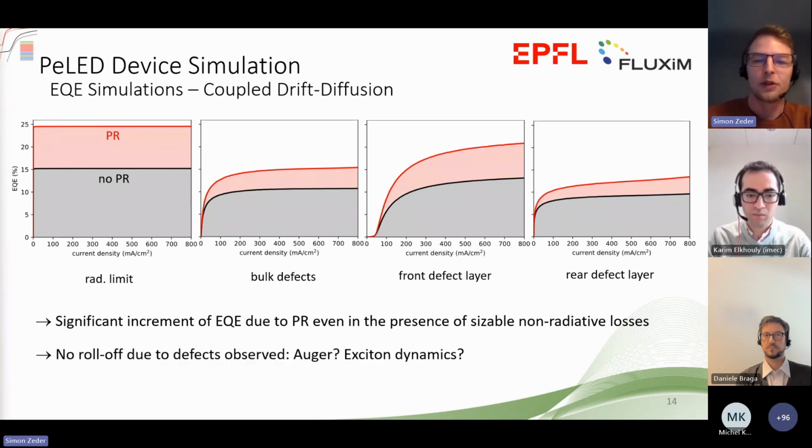Finally, you might have noticed the roll-off in the experimental EQE for high current densities is not present here in the simulation. This could be taken into account by using, for example, Auger recombination, which has a higher order dependency on the charge-carrier density, or also higher order exciton dynamics such as triplet annihilation or polaron quenching effects.